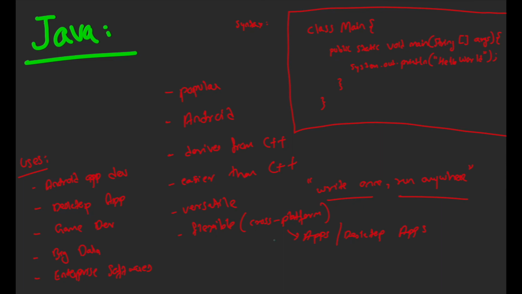By cross-platform, I mean like if you create a program for Windows, this can be used to run on Linux, Mac OS also. So what is Java used for? So Java is primarily used for Android app development, then cross-platform desktop applications, game development, big data technologies, and enterprise software development. You can see the syntax of Java on the left side.